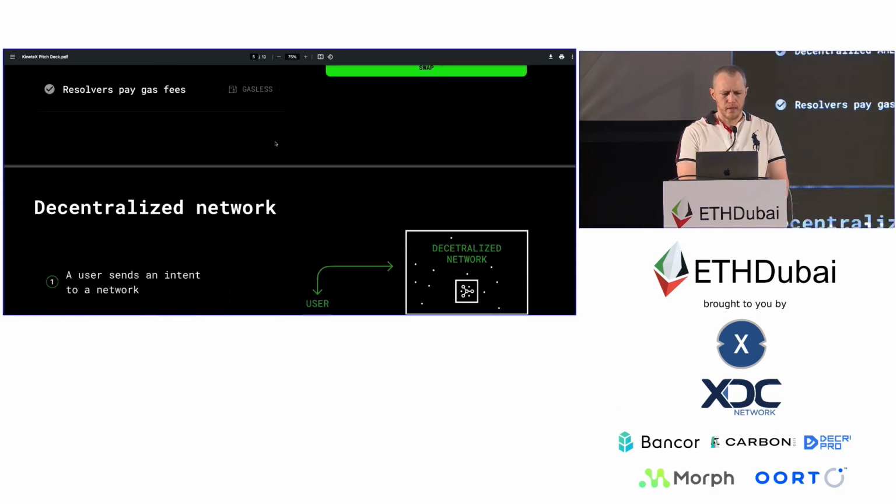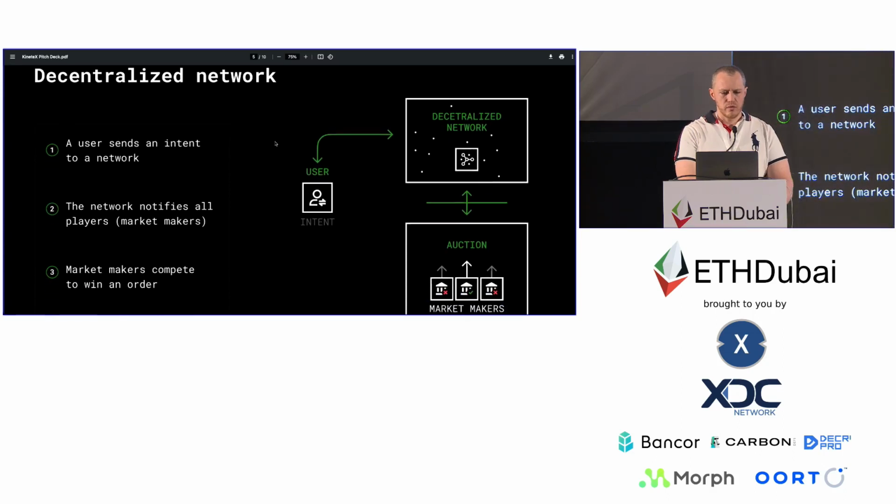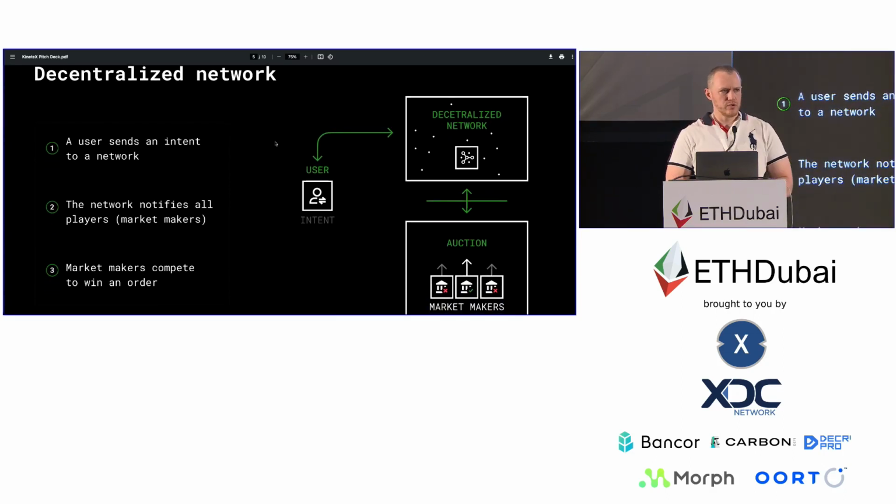How does that work? Let's imagine we have a decentralized network, and users create an intent. The intent is sent to the network, and the network notifies all the players that we have received a new request. All the market makers provide a price range with the quote. So they compete, and the winner receives the order.